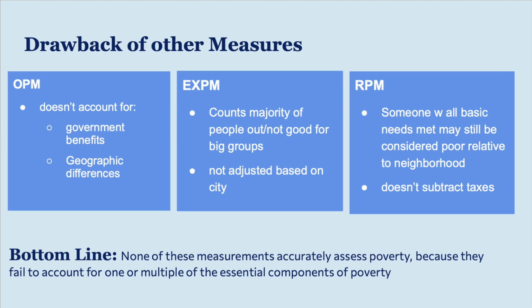These measures fail to take into account every aspect of people's lives. The OPM, EXPM, and RPM do not look at people's abilities and access to anything besides money. Looking at income, access to necessities, good education, jobs, and healthcare is a better way to measure poverty because people can be above the monetary threshold but still unable to live a decent life.